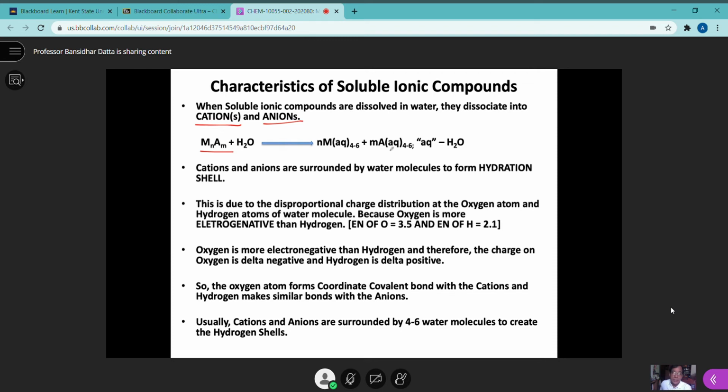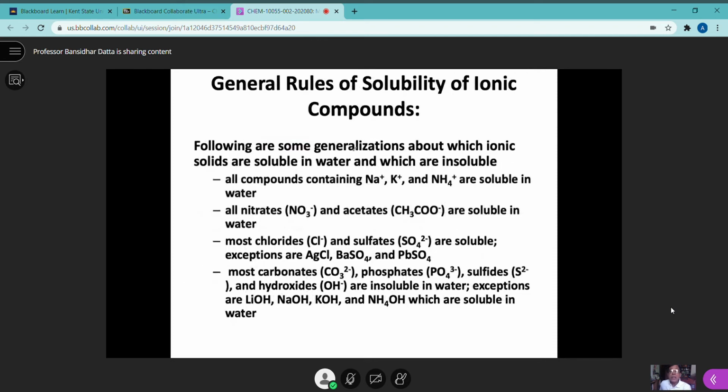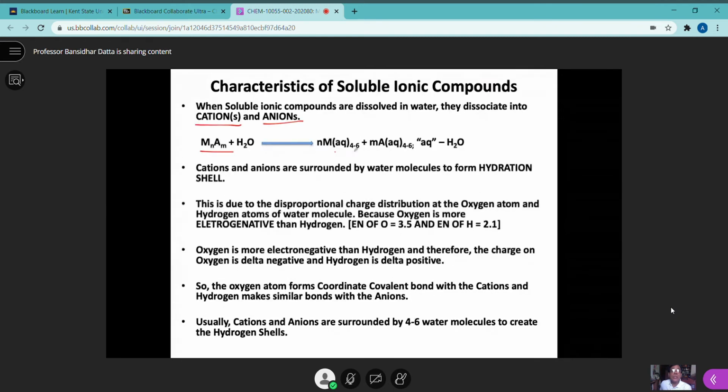Cations or anions are split. And these cations or anions are basically coordinated by aq. Aq stands for aqua. Aqua is the water, right? Another name of water is aqua.